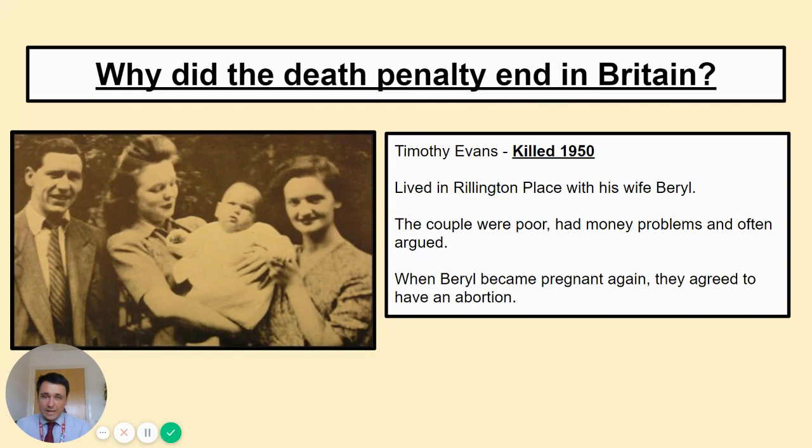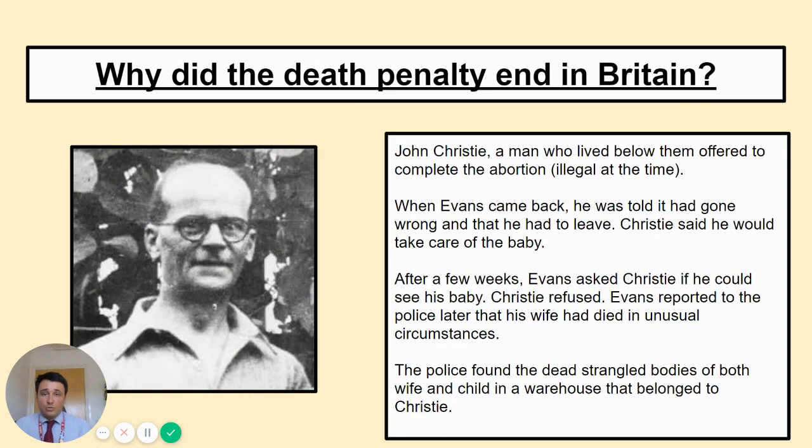The problem was having an abortion in the 1950s was illegal. Now, John Christie, a man who lived in the flat below, heard of these problems, and he said he could conduct an abortion. Although it was illegal at the time, he knew what to do. He would be able to solve the problem. And Timothy Evans said, "Thank you very much." And he said, "Leave your wife with me." So Timothy Evans went out.